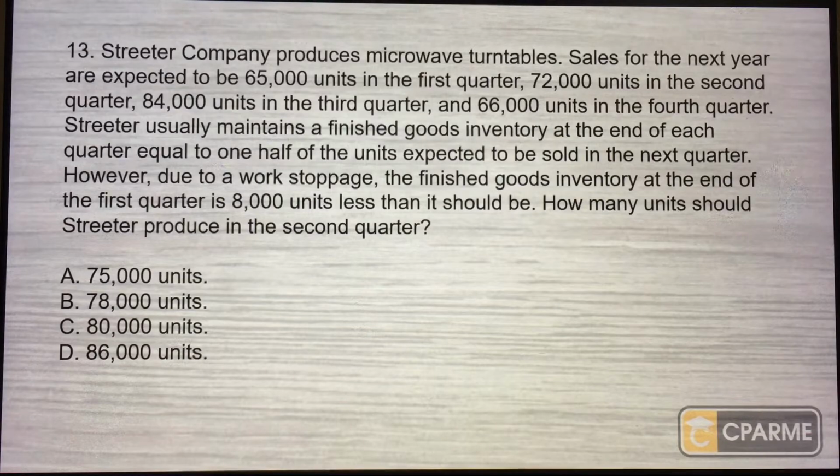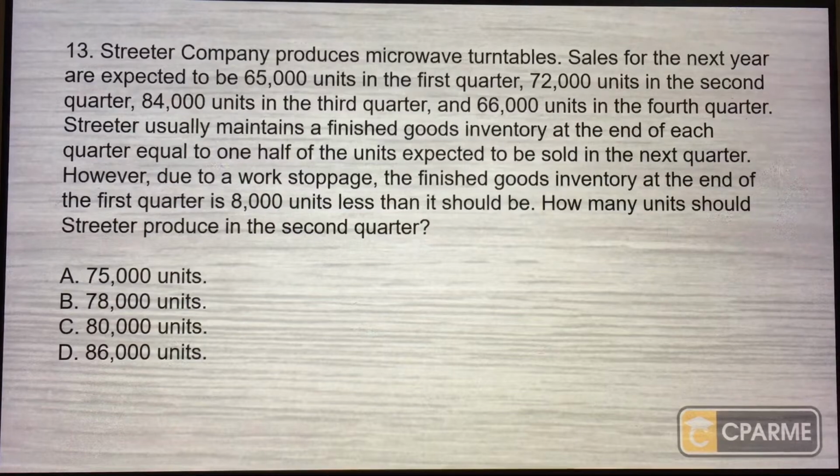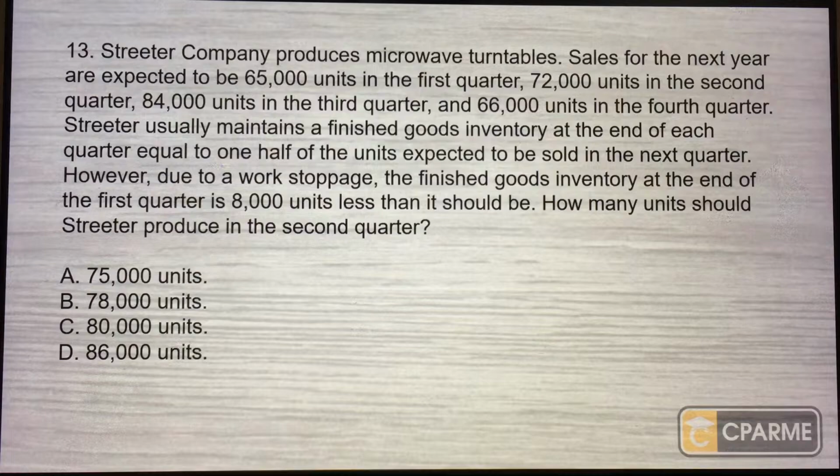So again, we should start with the number of units sold for the second quarter, which is 72,000. And then we just need to add the ending inventory, which is 50% of the units expected to be sold in the next quarter. Since this is the second quarter, we go with the third quarter, 84,000 times 0.5, which is 42,000. So 72,000 plus 42,000. So how about the beginning inventory? The beginning inventory will be 72,000 times 0.5, which is 36,000.